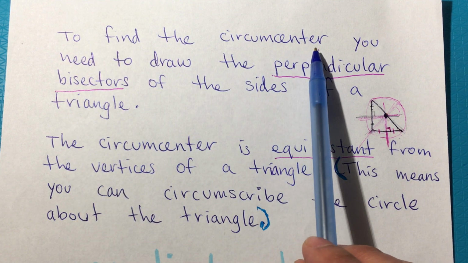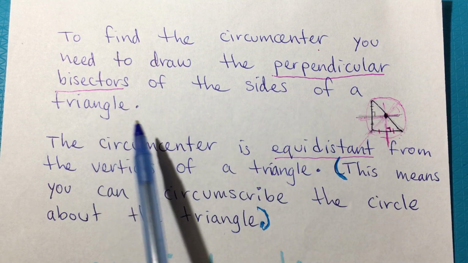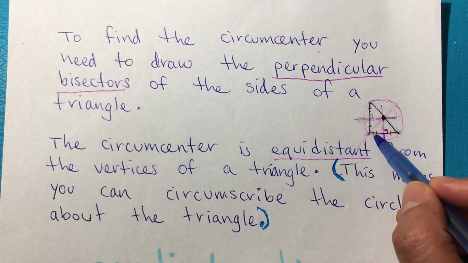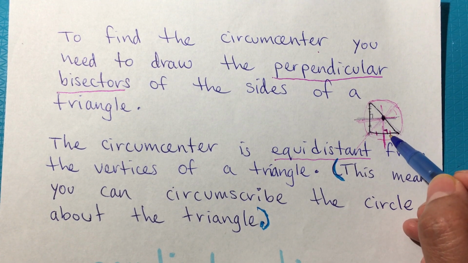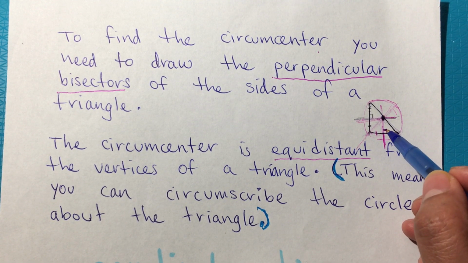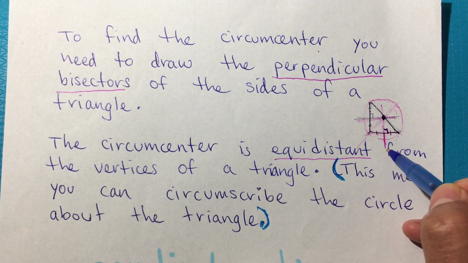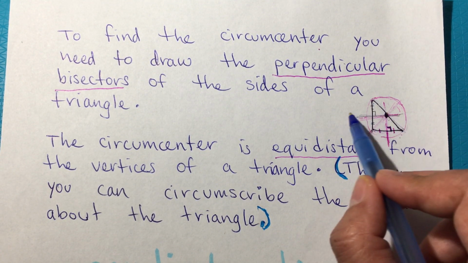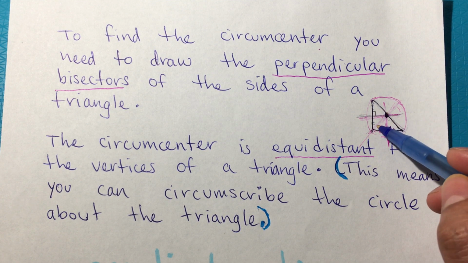To find the circumcenter, you need to draw the perpendicular bisectors of the sides of a triangle. For example, if this is a triangle in here, I have to draw the perpendicular bisector, which means that this side is cut into two equal parts and it forms a 90-degree angle when I draw that perpendicular bisector. That's what a perpendicular bisector is. And I would have to do that for this side, for that side as well, find its perpendicular bisector. And 2 is enough, but if you want, you can also find the perpendicular bisector of that third side.